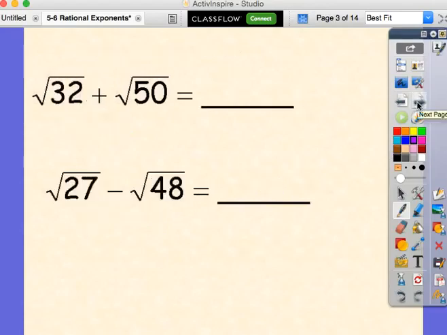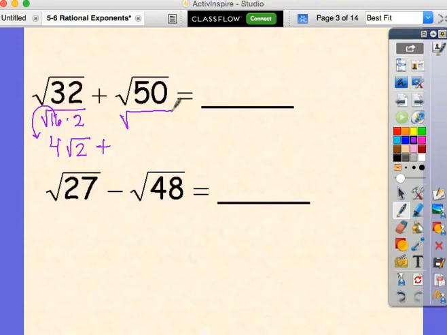Okay? Square root of 32 is not a perfect square, so we need to break it up. We need to find a perfect square that can divide into 32. Nicholas? 16 times 2. Good. So we're going to break this up into 16 times 2. Since the 16 is a perfect square, we can take the square root of 16. It comes out as a 4, and the 2 is left inside because that is not a perfect square. Okay, bring down your plus sign.